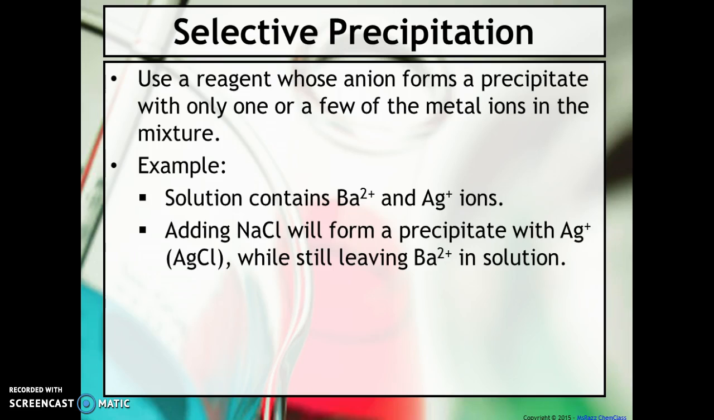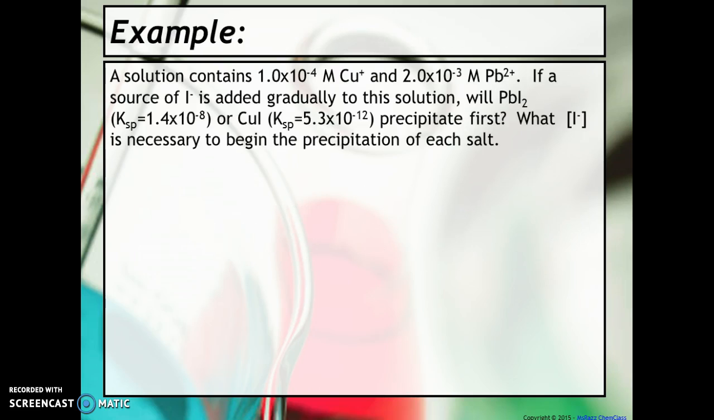And it'll make some AgCl that'll precipitate and leave that Ba2+ in solution. Also, my Na+ would still be in solution. So here's the type of problem we could see on that.